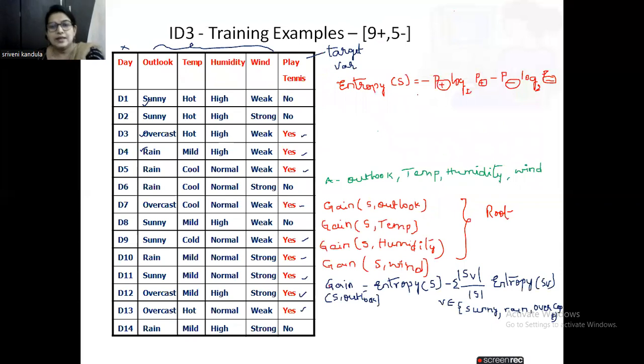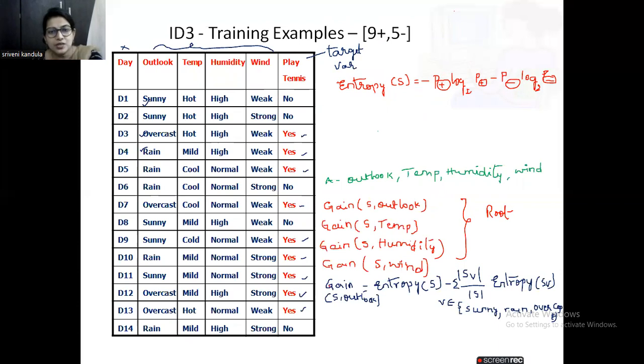Now let us calculate the entropy for this data set. The data set that we are taking is the play tennis data set, which contains 14 examples, day 1 to day 14. On that, we have the values of outlook, temperature, humidity and wind, and finally the outcome. Here play tennis is the target variable.